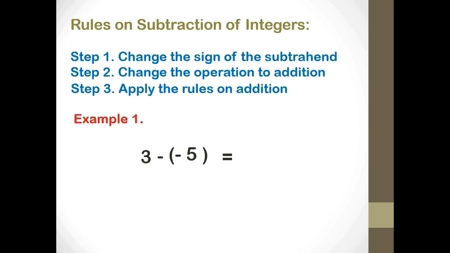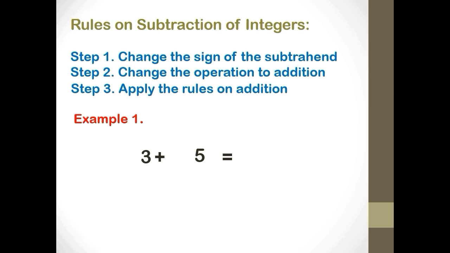Example, +3 minus -5. So first, we change the sign of the subtrahend. And then, we change the operation to addition. And then, we apply the rules on addition. Now, since 5 is positive, we can simply write it as 5. Because a number with no sign is understood to be positive.